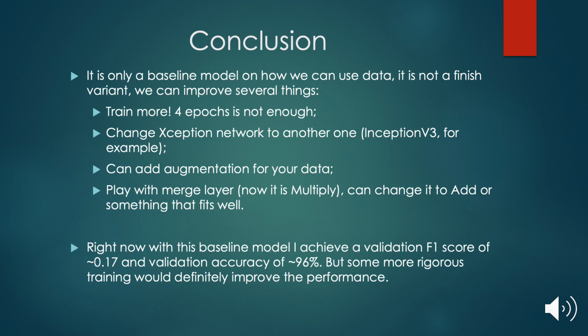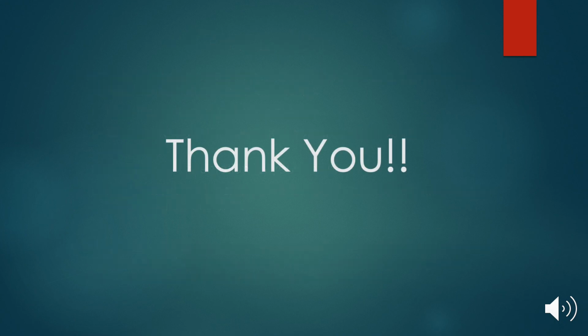We can improve several things such as 4 epochs is not enough, so we need to train more. Change Xception network to another one such as Inception v3, and can add augmentation for the data, and play with merge layer and change it to add or something else that fits well. Right now with this baseline model, I achieve a validation F1 score of approximately 0.17 and a validation accuracy of approximately 96%, but some more rigorous training would definitely improve the performance. Thank you.